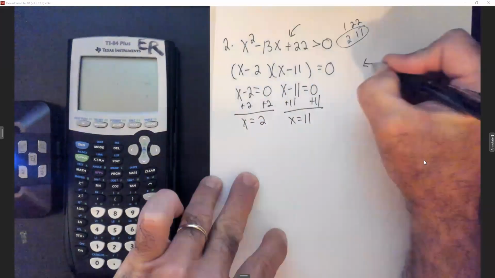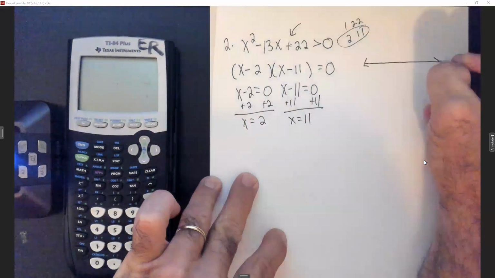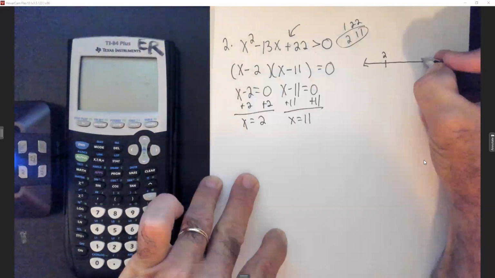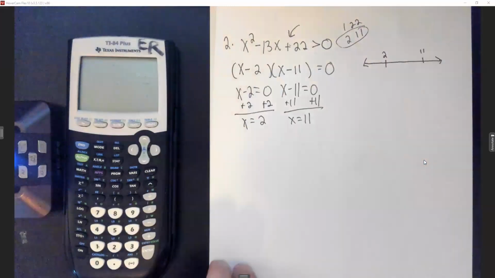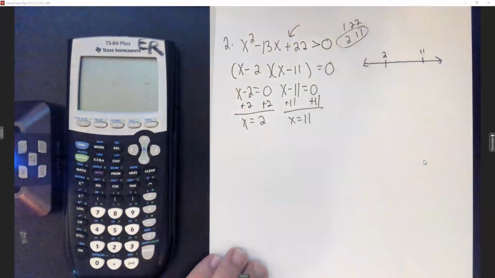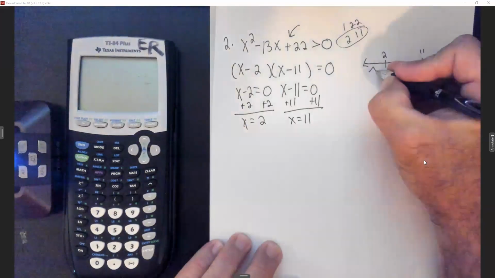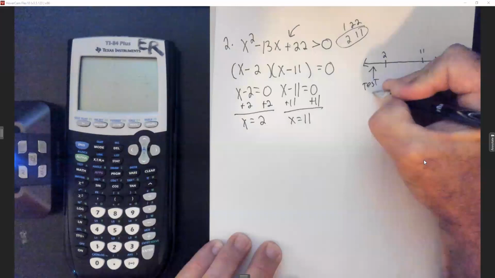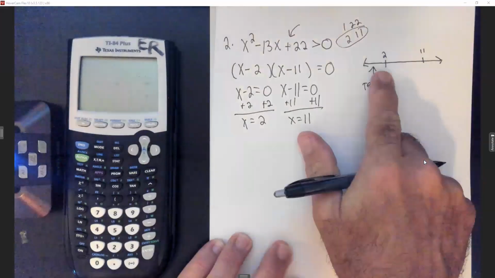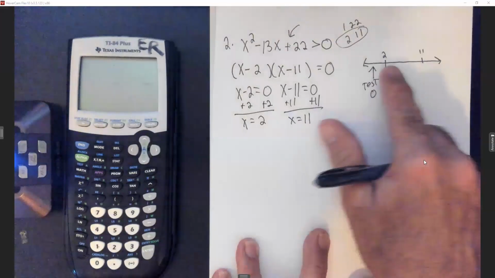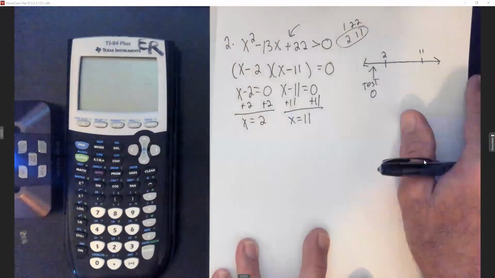So I'm going to make my number line. Let's see, 2 comes first. And then my 11 will come second. Now, I'm still going to test 0, but notice 0 is inside this first section over here. Because this is 2 to 11 here, and then anything bigger than 11 will be to the right. So 0's in this section.